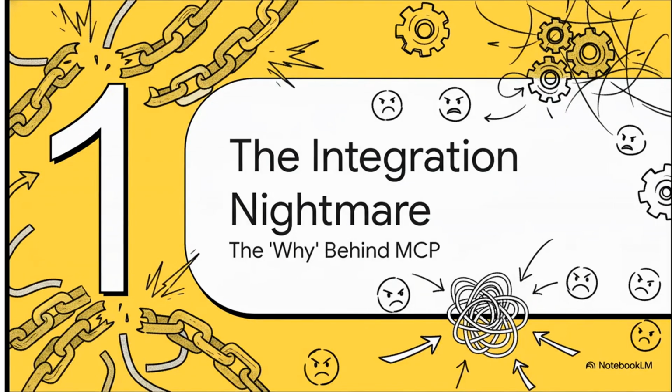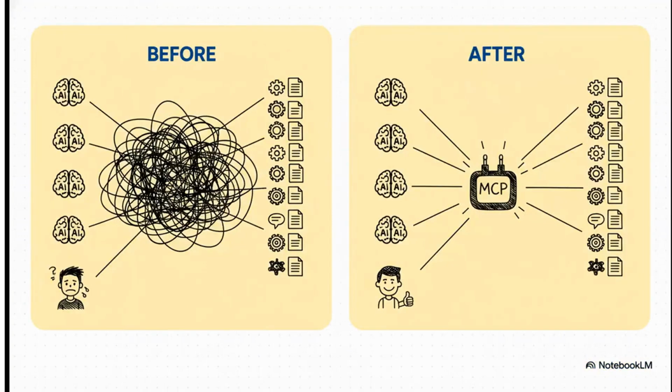Okay, so let's start with Section 1, the integration nightmare. Because to really appreciate just how big a deal MCP is, you have to understand the massive headache it was designed to cure. This slide says it all. Look at the left side. That is the world before MCP. If you had, say, 5 different AIs and 20 different tools you wanted them to use, you had to build 5 times 20. That's 100 separate custom integrations. It was an exponential nightmare to build and even worse to maintain.